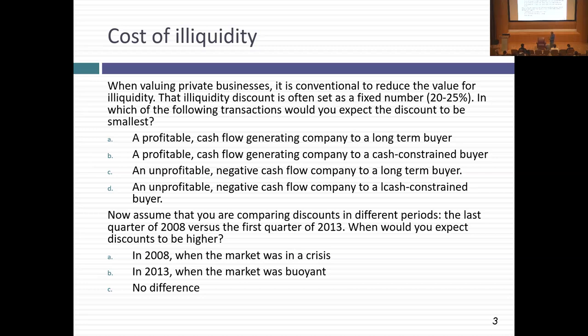Let's build on this liquidity discount. So it's going to be very different across different companies, depends on the buyer. Let's say you estimate these discounts at different points in time. First time you estimate it is in 2008. Market is in turmoil, you're in the middle of a crisis. Second time you estimate is 5 years later. Market is doing well, the economy is doing well. Do you think the discount is going to vary across time? And if so, when is it going to be higher? When the market is in a crisis or when it's buoyant?